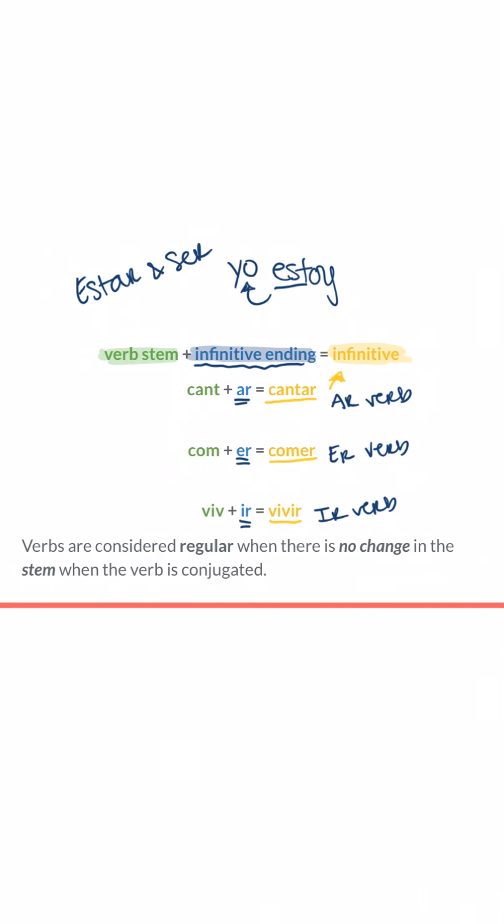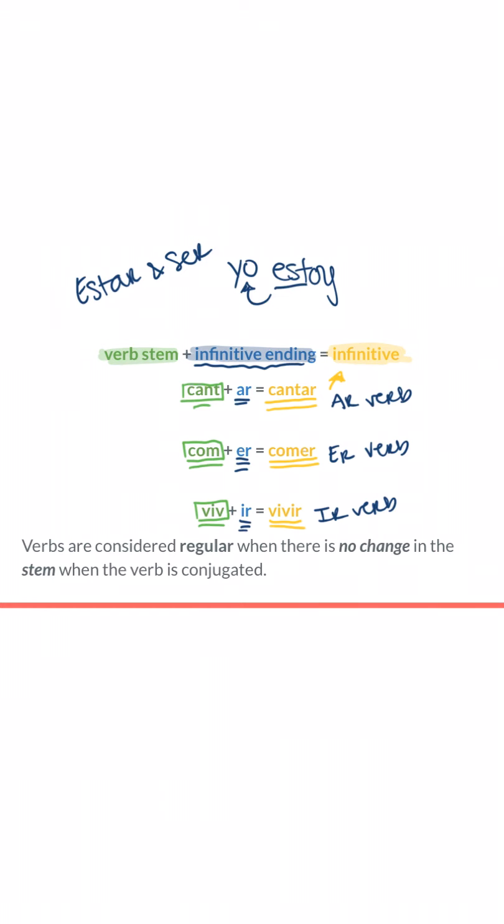Okay, so if we were to look at cantar, if we were to eliminate that infinitive ending, what remains left over, the cant part of it in front, is our stem. Okay, so we see com here for comer, and we see viv here for vivir. If we add the stem and the infinitive ending, we get our infinitive verb in total, which is cantar. Same thing for com plus er equals comer. Same thing for viv plus ir equals vivir.